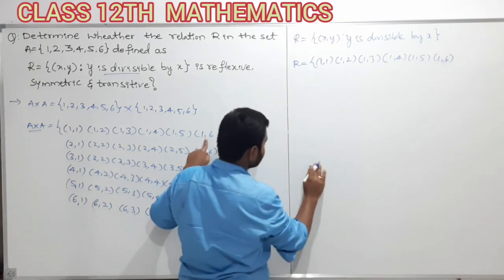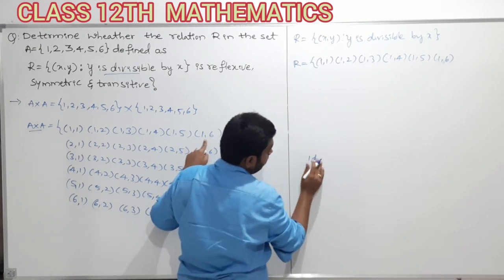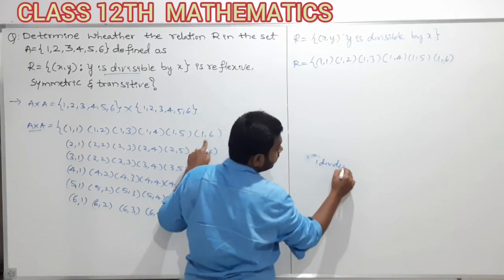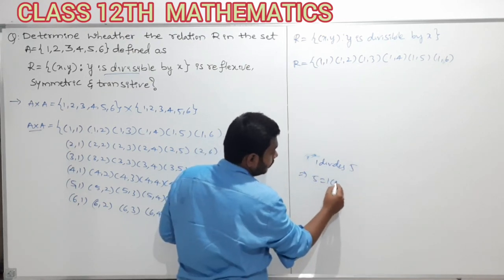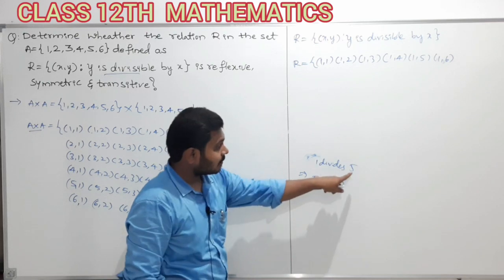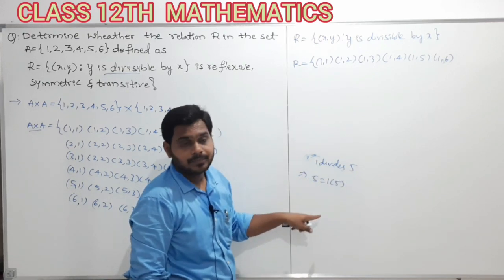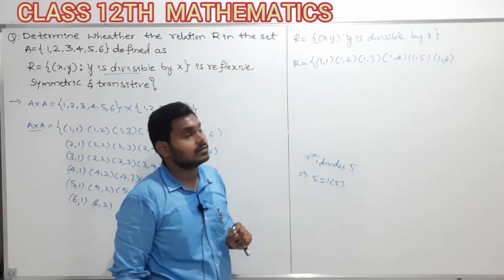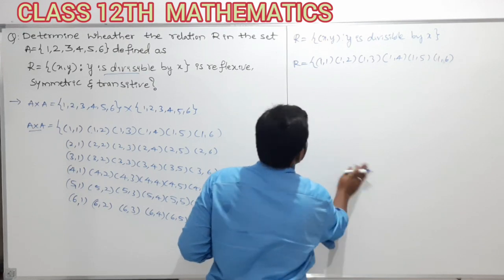Why is it so, my dear students? Because 1 divides 5, since 5 can be written as 1 into 5. It means 5 is divisible by 1. Every number is divisible by 1, my dear students. So therefore I am writing all these ordered pairs.